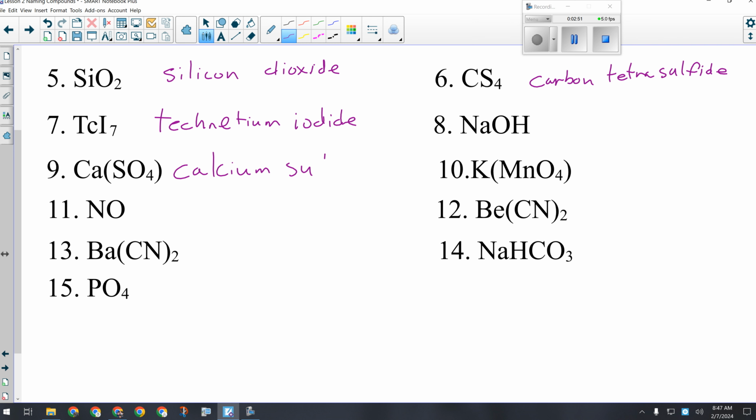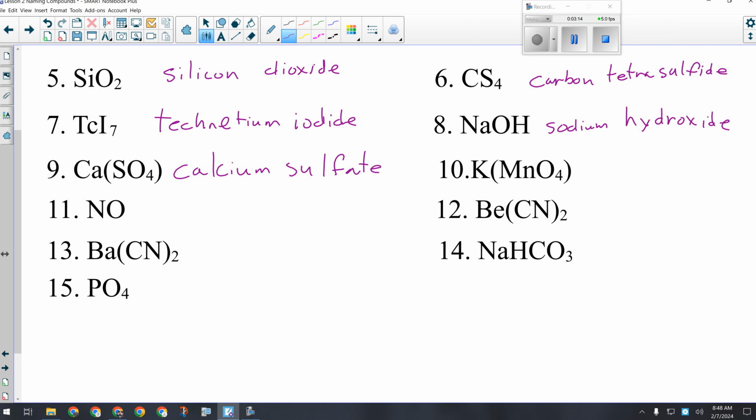All right, the one I skipped, is it similar? Yeah, and we've actually done it. It was one of the examples I gave you before. So Na is sodium, and what's OH? Hydroxide. And we also did number 10 as an example.